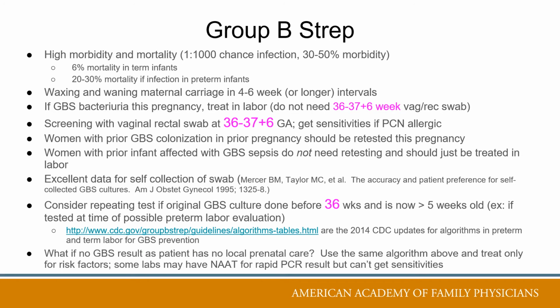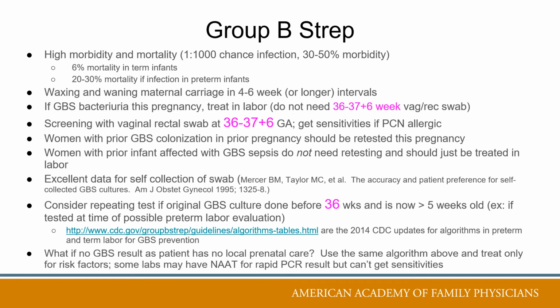As far as prior GBS colonization, you do want to think about retesting patients. So just because a patient has GBS positivity in one pregnancy does not mean they will have it in a second. But if you have a patient who has a prior infant who is affected with GBS sepsis, you don't retest. You just go ahead and treat that patient, assuming that their GBS prophylaxis is necessary. There's actually very good data for self-collection of swabs, so you can let patients self-collect. You just want to give them specific instructions on how to do so.